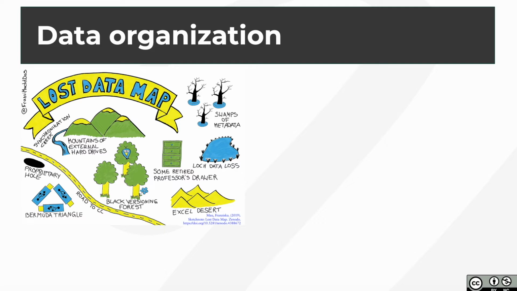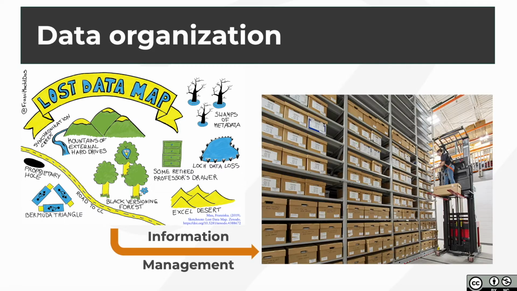I love this image from Francisca Mao, which is available on Zenodo, because it summarizes very well the kind of situation all of us have probably found ourselves in while trying to gather data for a publication. But the key question is, how do we get out of this lost data desert? Clearly, what we need is a map, and I argue here that the map is provided by the management of relevant information about our data, which can get us out of the desert and into this dreamland of well-organized data.